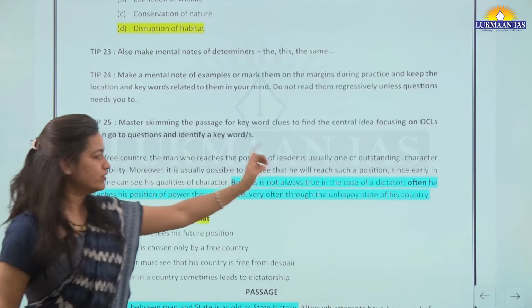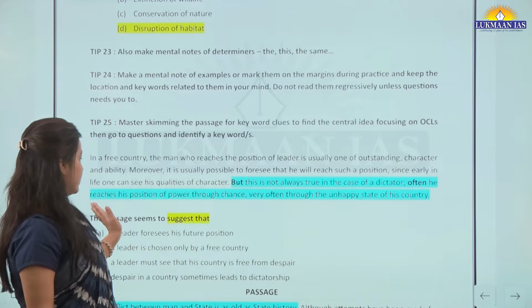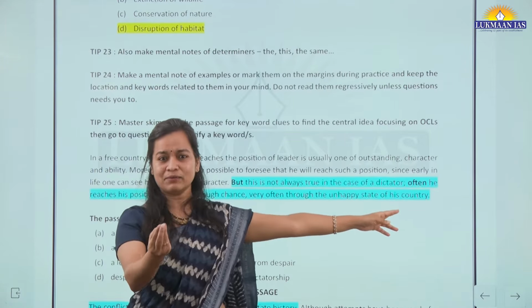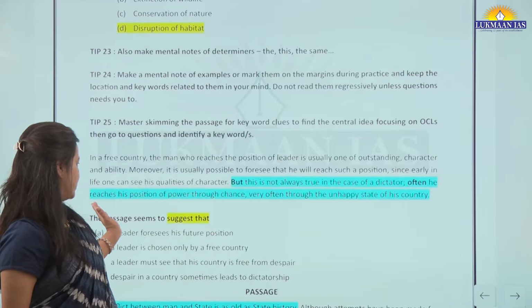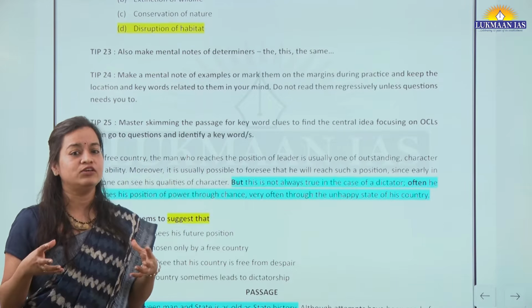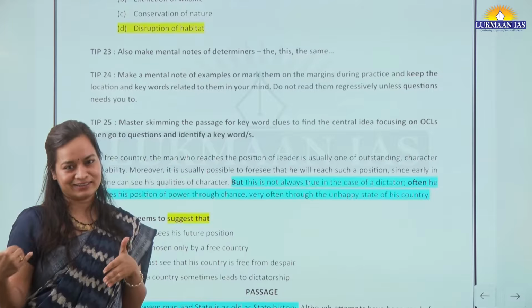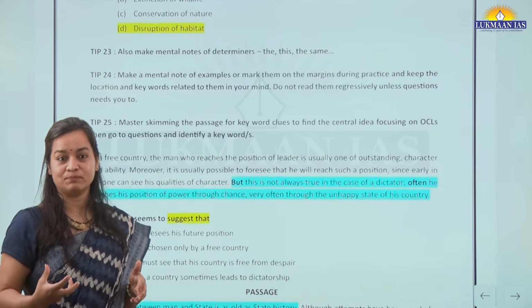Often, look at the choice of words here. Often, not always, often. He reaches, often followed by a semicolon. Sometimes punctuation also give a very important indication. He reaches his position of power through chance. Semicolon creates a huge pause or a bigger pause than other pauses like a simple comma. Hyphen also gives an important pause.